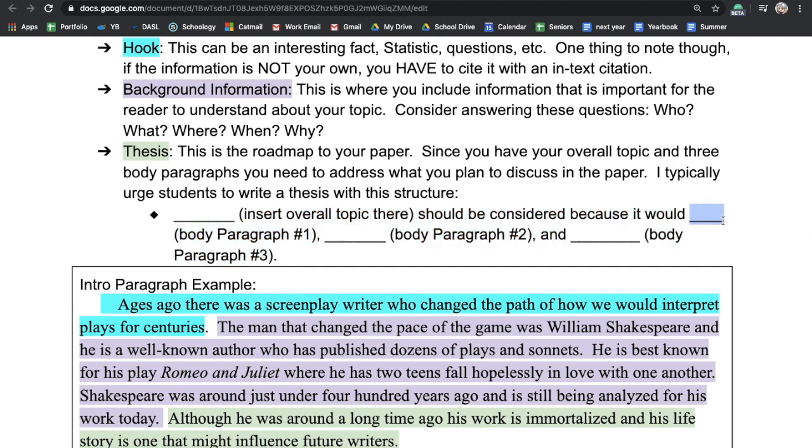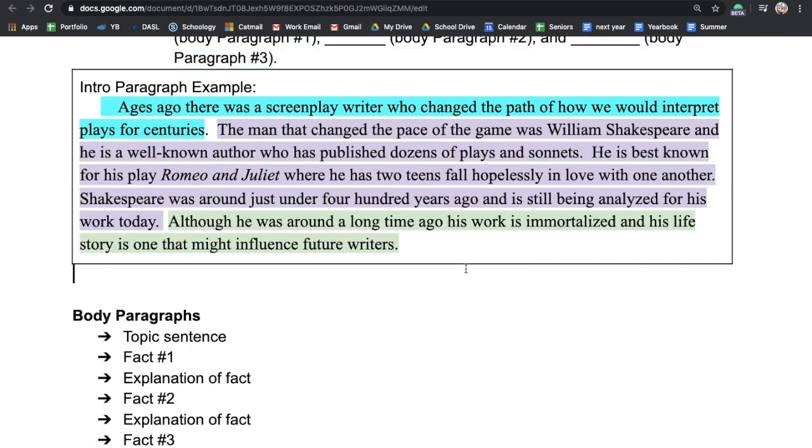And then I have these blank spots here because these are going to be where you put your body paragraph 1 topic, your body paragraph 2 topic, and then your body paragraph 3 topic. So let me show you in my thesis statement where you can see these things. Although he was around a long time ago, his work is immortalized, and his life story is one that influences future writers.